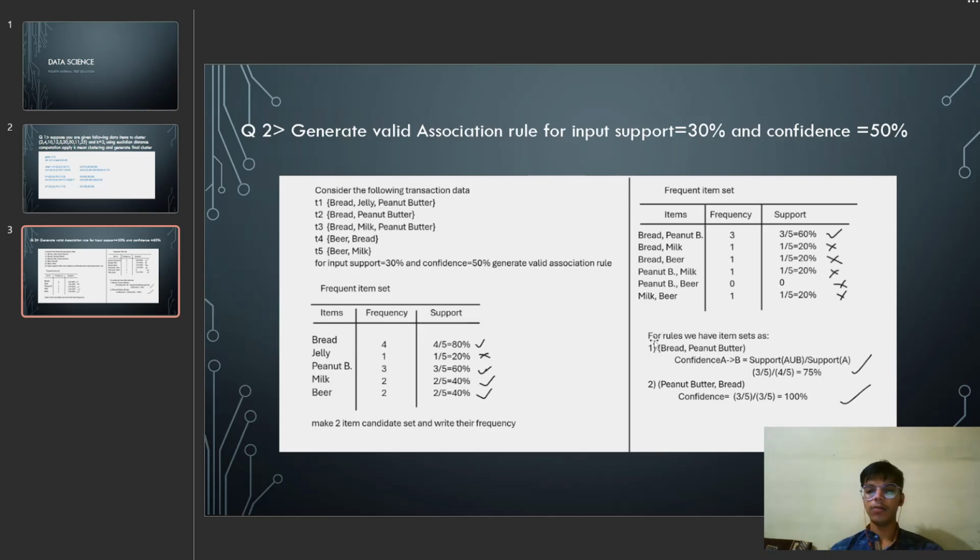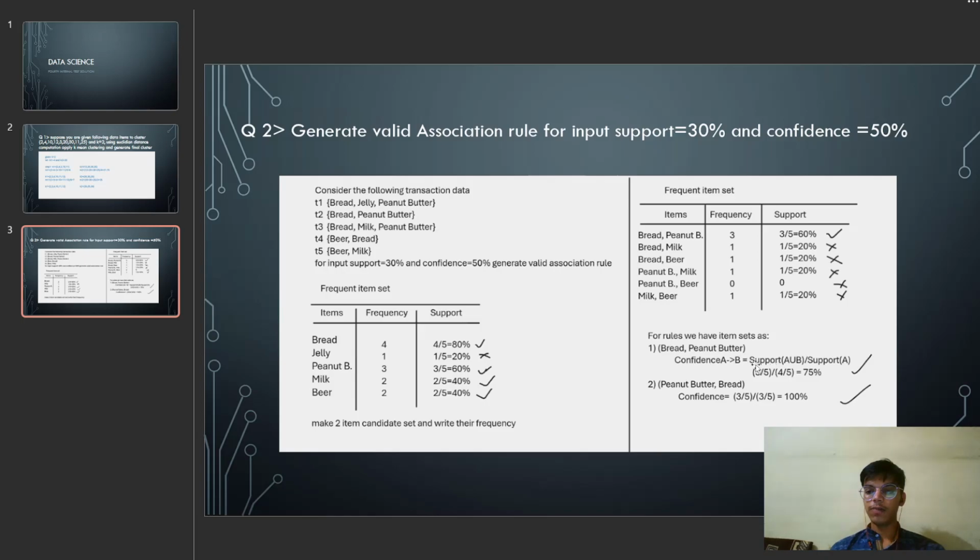Now, for rules, we have the item set of bread and peanut butter. Now we will check whether if someone is buying bread, then he's buying peanut butter, or if he is buying peanut butter, then he's buying bread. For this, we will have to find the confidence for these rules.